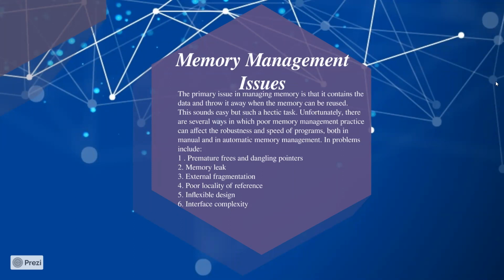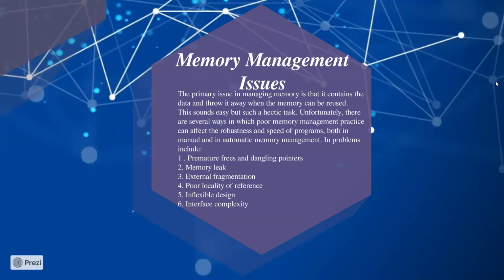You can see that many programs give up memory but attempt to access it later, and then crash or behave randomly. This condition is known as premature free, and the surviving reference to the memory is known as a dangling pointer. This is usually confined to manual memory management.